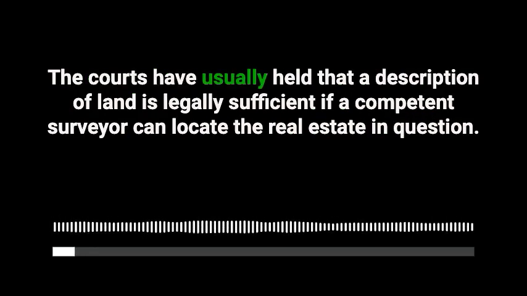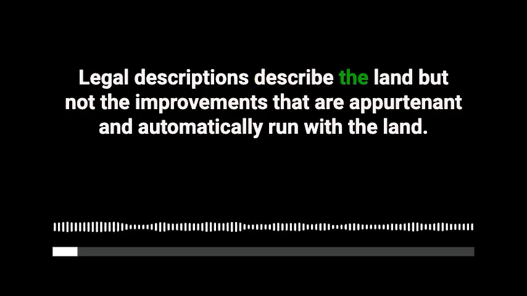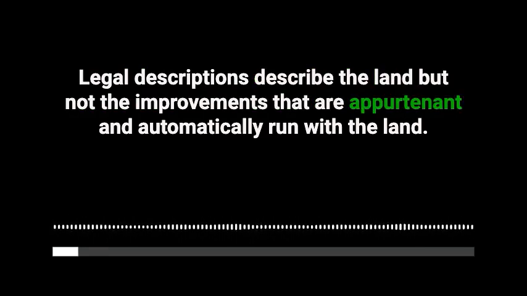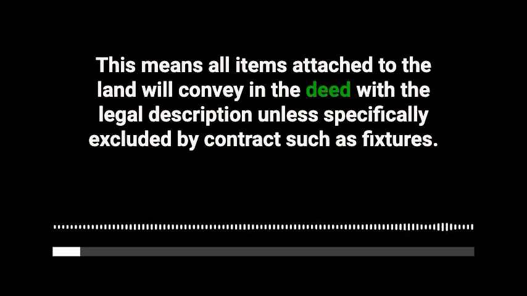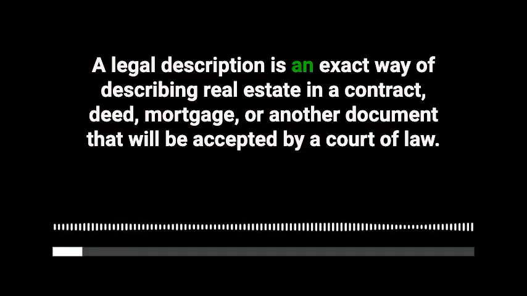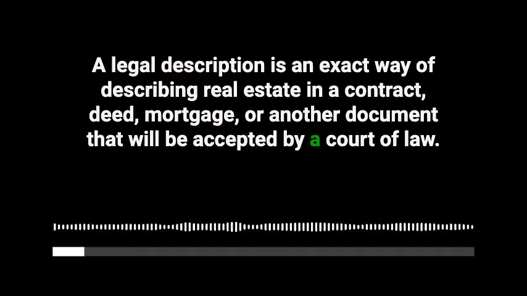The courts have usually held that a description of land is legally sufficient if a competent surveyor can locate the real estate in question. Legal descriptions describe the land but not the improvements that are appurtenant and automatically run with the land. This means all items attached to the land will convey in the deed with the legal description unless specifically excluded by contract, such as fixtures. A legal description is an exact way of describing real estate in a contract, deed, mortgage, or another document that will be accepted by a court of law.